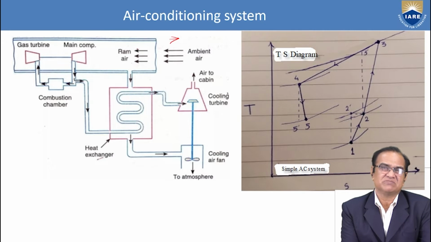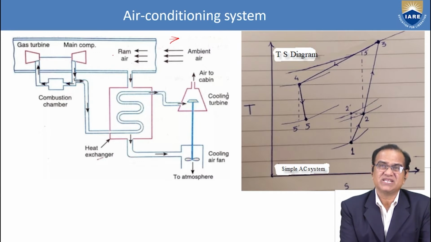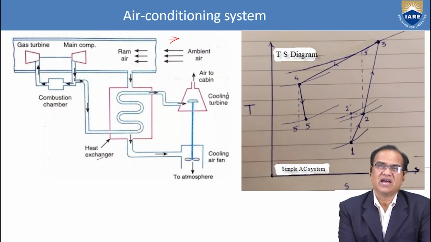This ram air has some 15 to 20% higher pressure than the ambient pressure, and this higher pressure air is tapped and goes to the heat exchanger. From here the ram air enters the main compressor, where high temperature and high pressure air is taken. Some percentage of air is used for air conditioning purposes, and the remaining amount, some 90%, goes for combustion.